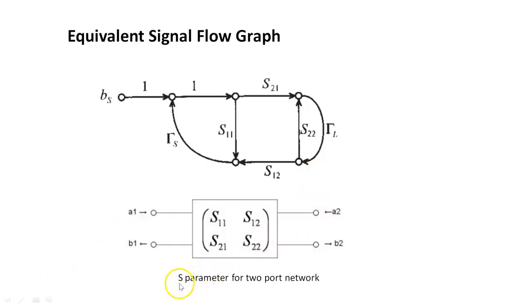The figure shows the S parameters for a two-port network. For a two-port network, we write a 2 cross 2 matrix. In this matrix, S11 and S22 are reflection coefficients. S12 and S21 are transmission coefficients.